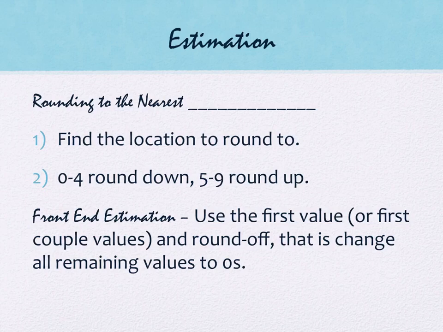Front-end estimation uses the first value or the first couple of values, and it rounds off. So rounding off means that you're just turning everything after it into zeros, okay? You don't care if it goes up or down. It's just everything before the number stays the same, everything after the number becomes zeros. So it's a really easy process to do. And you probably use something like this all the time when you're trying to estimate something. You say, oh, look, it's 312. Well, that's about 300, right? That's really what you're doing with front-end estimation.